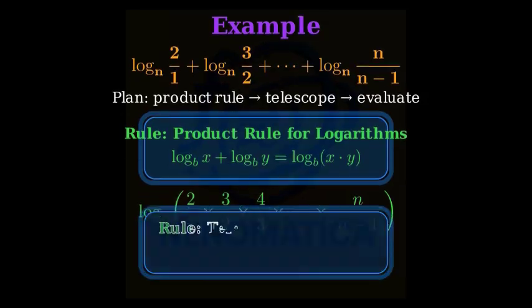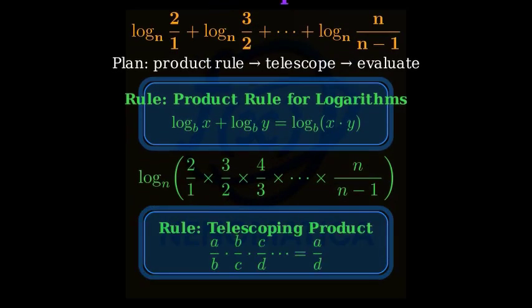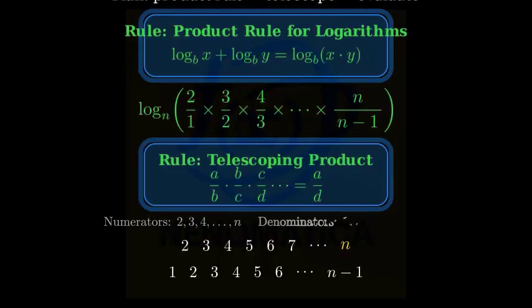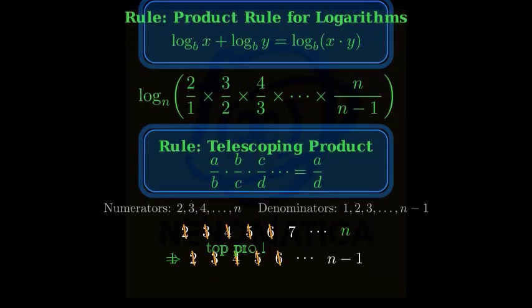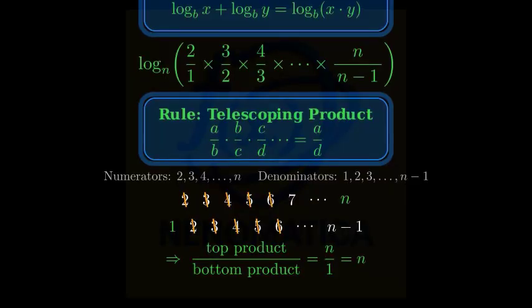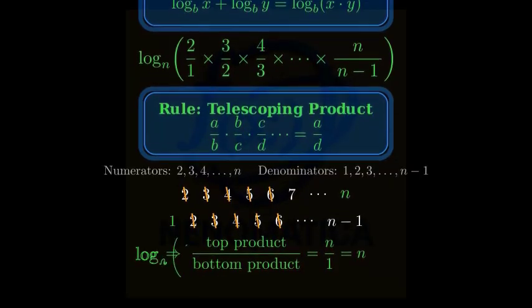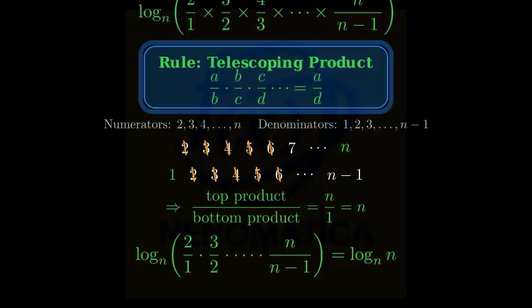Step 2. This is a telescoping product. The 2 cancels, the 3 cancels, and so on, leaving only n over 1. Let's visualize the numerators and denominators aligned. As we draw cancellation slashes, everything except n and 1 disappears. Therefore, the product equals n, so the expression is log base n of n.